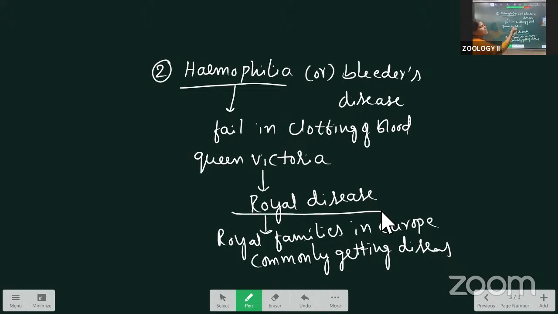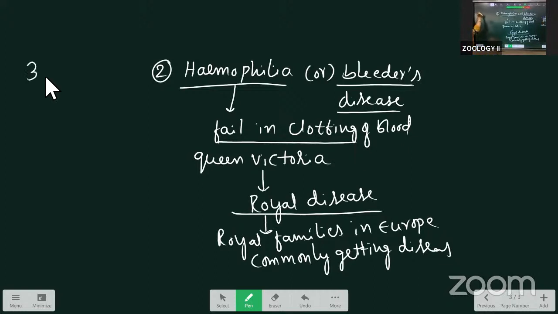It is also called bleeder's disease. They are continuously bleeding. The blood oozes out continuously. That's why we call it bleeder's disease. Mainly the clotting mechanism of the blood fails, that we call hemophilia. Just like color blindness has three kinds, hemophilia also has three kinds.